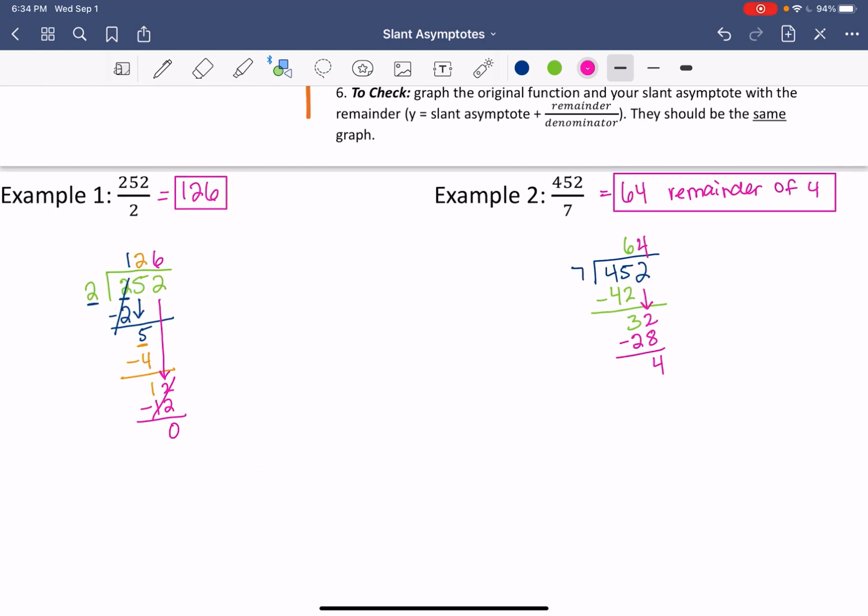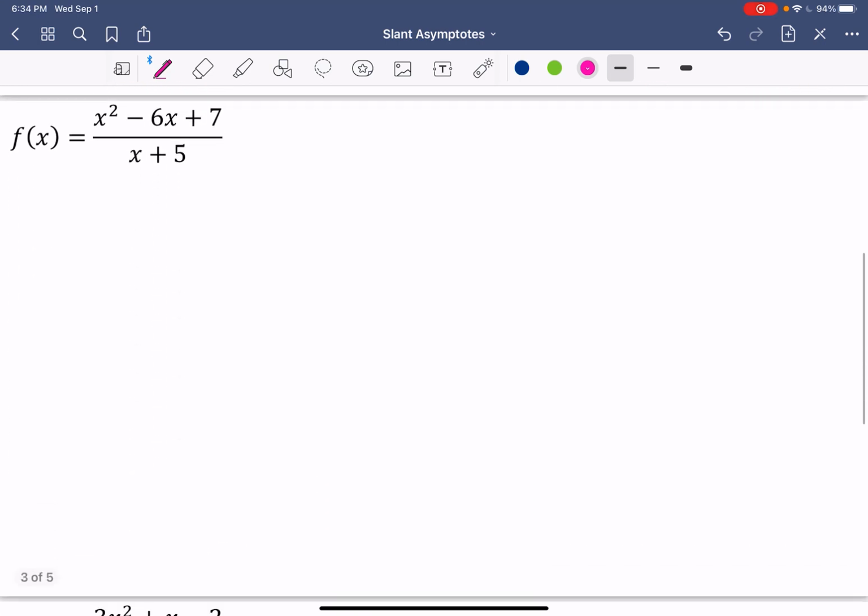Okay, so that's our little review of long division. So this is basically what we're going to be doing to find the slant asymptote, except we're going to be adding variables. So it's not just going to be numbers. So here's our first example. So we have f of x equals x squared minus 6x plus 7 divided by x plus 5. So basically we're dividing polynomials using long division. It's all it is. So we're going to start by putting the denominator outside of the long division symbol, just like we had done in the previous problems. Put your long division symbol and then put your numerator inside.